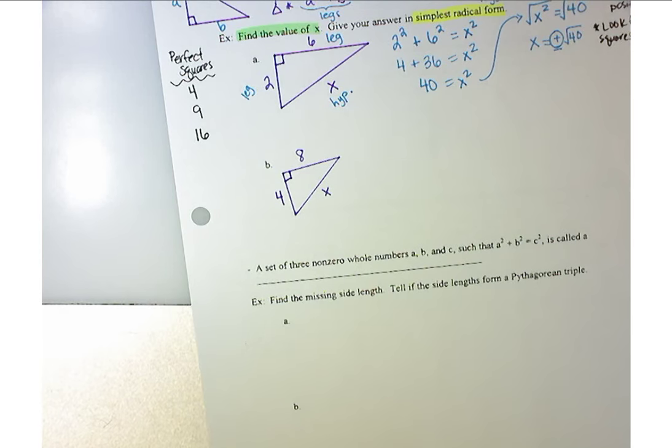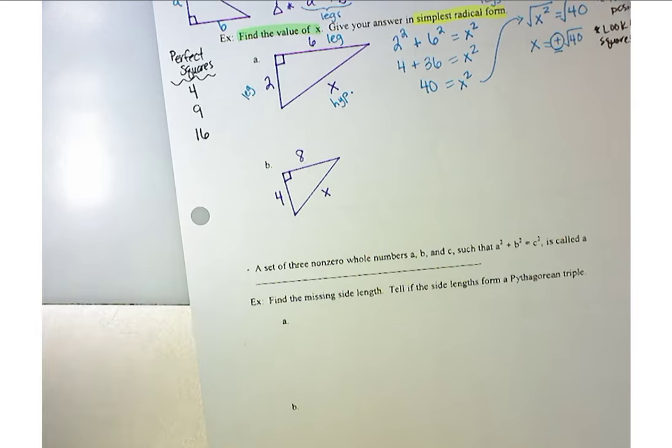Okay, so we have 4, 9, 16. Let's talk about where those are coming from. So the 4 comes from doing what? 2 squared. Okay, the 9 comes from 3 squared. 16 is 4 squared. So then the next one will be 5 squared, which would be 25.